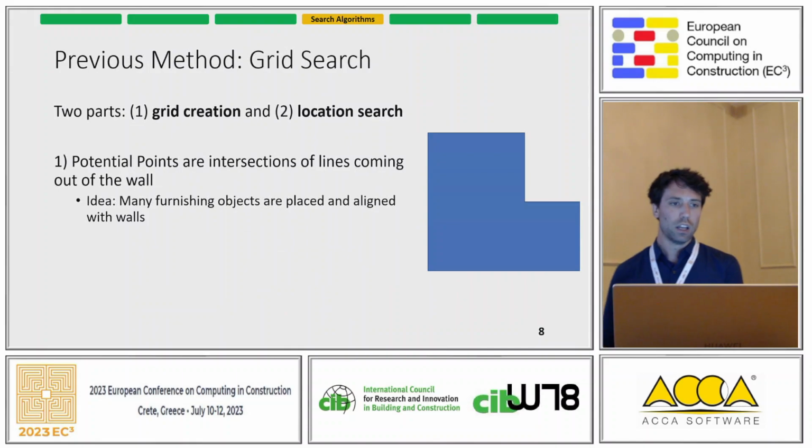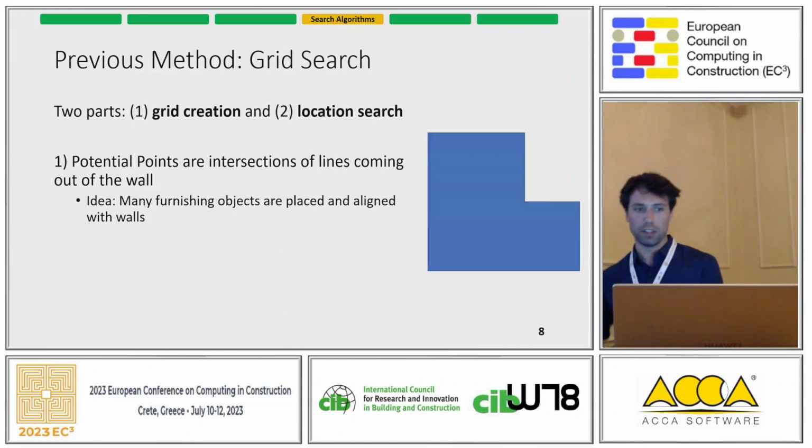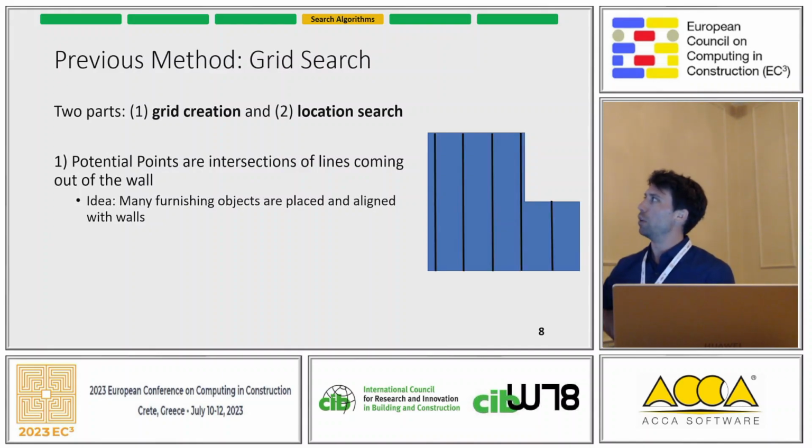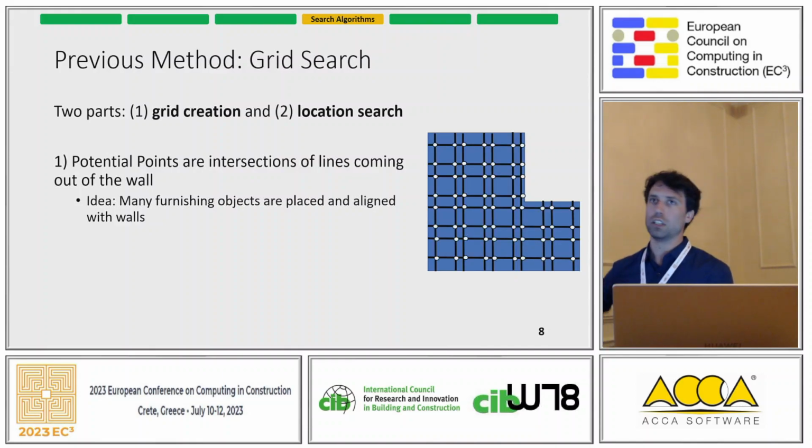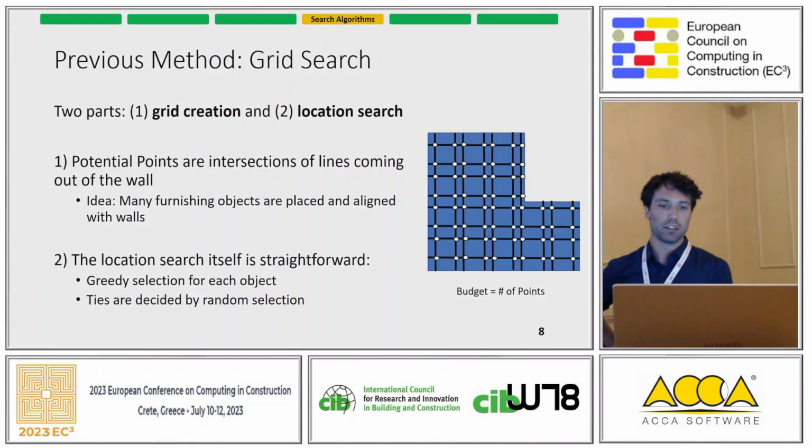So just to look at the previous search method. This was one that I did in my master's as a proof of concept. It was very simple: we took a bunch of lines coming out from each of the walls, and the intersections of those lines become the potential placement locations. And the selection is pretty straightforward. You're just greedily selecting the best location out of all of those.